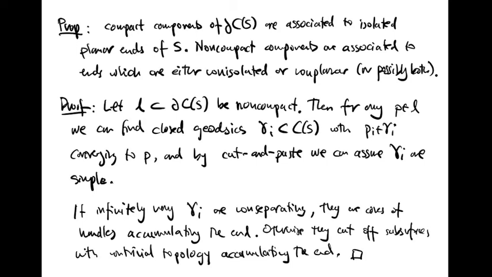The gamma i are not necessarily simple, but by cut and paste, we can replace them with simple geodesics also containing points P_i converging to P. Now there are two possibilities. Either infinitely many of the gamma i are non-separating, or all but finitely many are separating. If infinitely many of the gamma i are non-separating, then these are all cores of handles which are accumulating to the end.